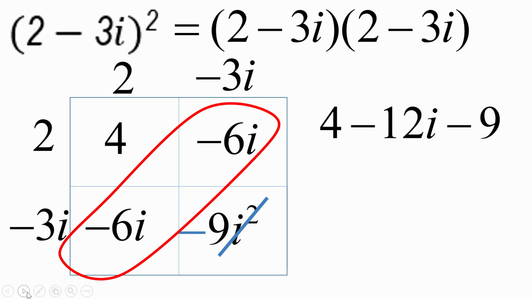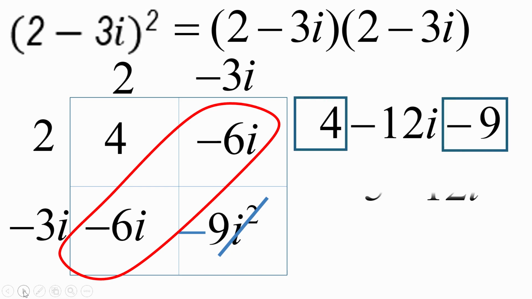So I have 4 minus 12i minus 9. My 4 and -9 are like terms. So I'll have -5 minus 12i, remembering once again that you want it in the real plus the imaginary part.